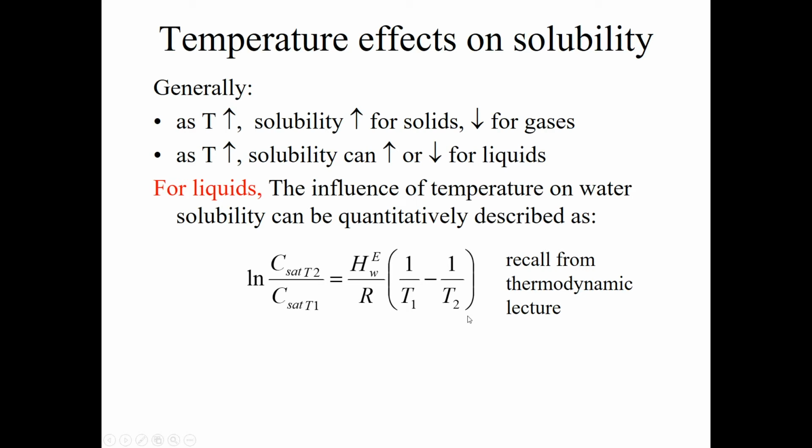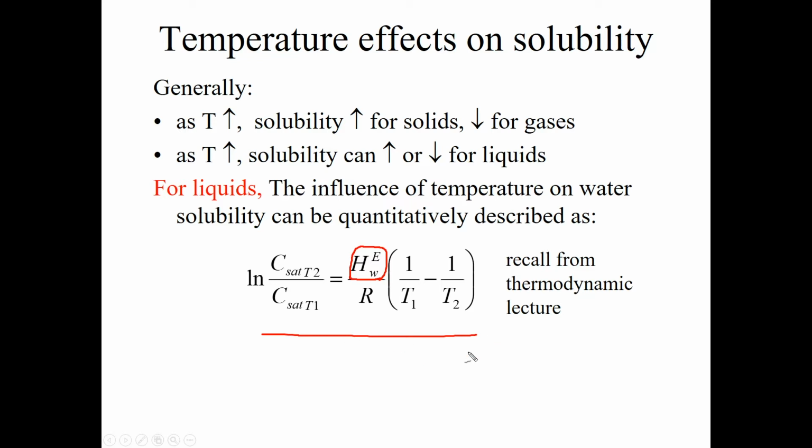So, like every other equilibrium constant in the world, we have an equation of this form. Natural log of Csat at T2 divided by Csat at T1 is equal to some enthalpy term divided by R, and then multiplied by the difference in the reciprocal temperatures. So as always, the big question is, what is this term? How big is it? So here it's written as HEW, that's the excess enthalpy of dissolution in water, and that would apply if the compound is a liquid, right?